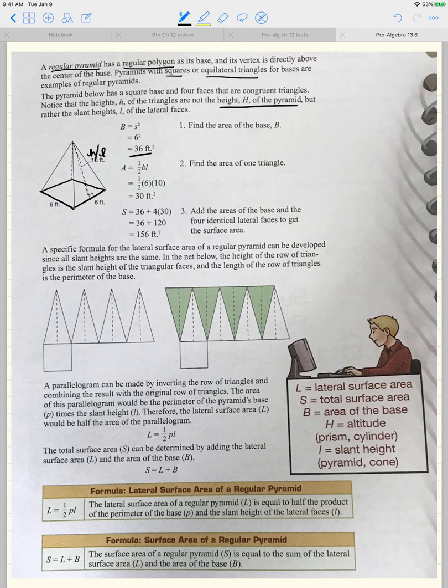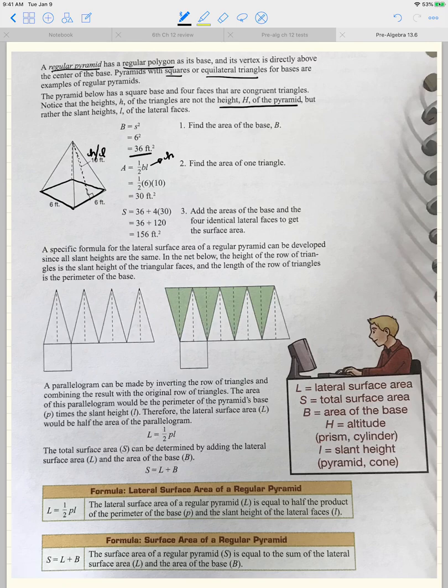The area of one of the triangular faces is the area of a triangle, 1/2 base times height, okay, where height is replaced here with lowercase l because that is synonymous with the height of each one of these triangles, the slant height, all right? So 1/2 times the base, each one of these triangles has a base of 6 and a slant height of 10. 1/2 times 6 times 10 is 30 feet squared.